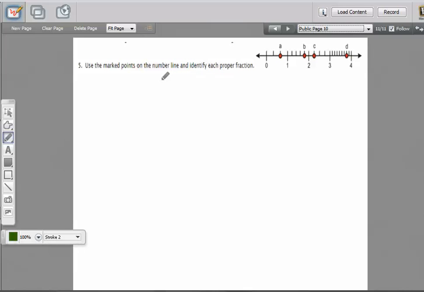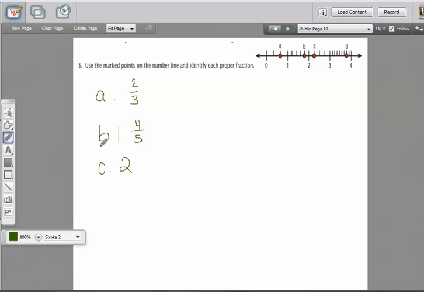The last one, use the mark points on the number line and identify each proper fraction. So we'll start out with A. Since it is 2 out of 3 markings, because notice there's 1, 2, and 3, so it's in the second place, so it's 2/3. B is between 1 and 2, and there are 1, 2, 3, 4, 5, so 5 markings total, and it's on marking 4, so that's 1 4/5.